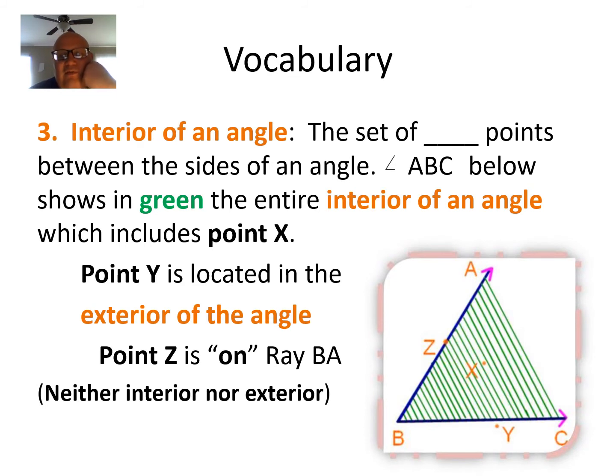Interior of an angle is the value of all the points inside. So that green section there. So let's move on. And then the exterior is anything on the outside. So you have point Z that is considered on the ray, so it's not inside or outside, interior or exterior. Then you do have a point, what was the point Y, on the exterior there?